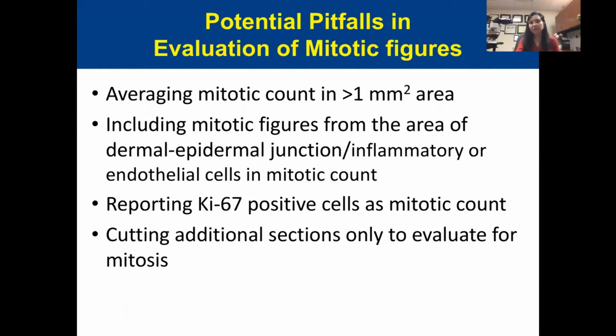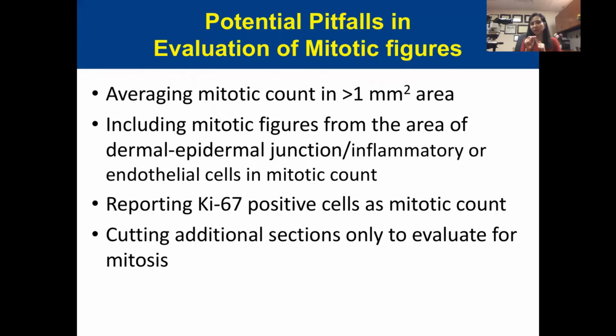And so in terms of the pitfalls in mitotic counting, we are not supposed to average the mitotic count in the 1 millimeter square area. So this is not an average, it is the actual count. Okay. The second thing is make sure what you are counting is the dominant melanocyte. We don't count the junctional melanocyte. As you know, our skin is continuously regenerating, so you will see a lot of proliferative activity in the epidermis. So we don't count the junctional melanocyte for mitotic activity. We count only the melanocyte in the dermis.